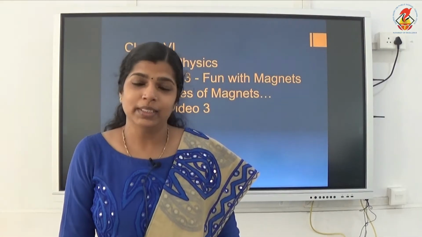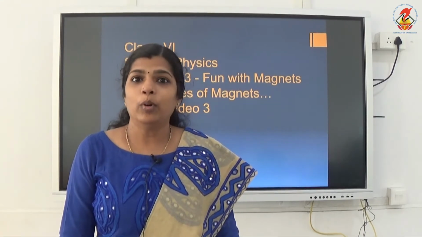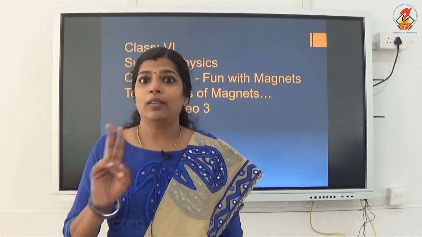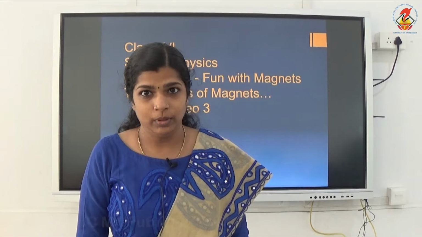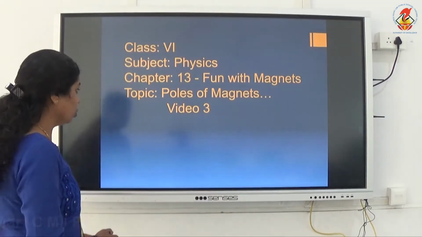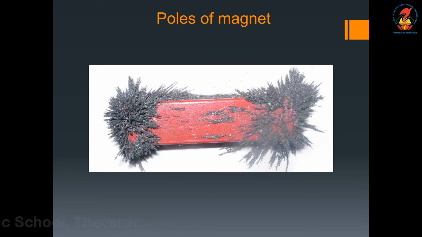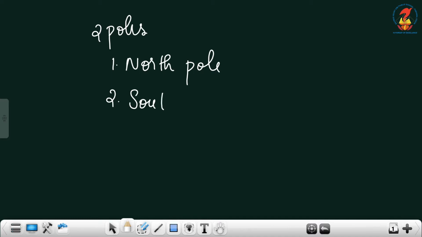Welcome back, students. In this video we will discuss the poles of a magnet. A magnet has two poles, north pole and south pole. One is a north pole and the other one is a south pole.